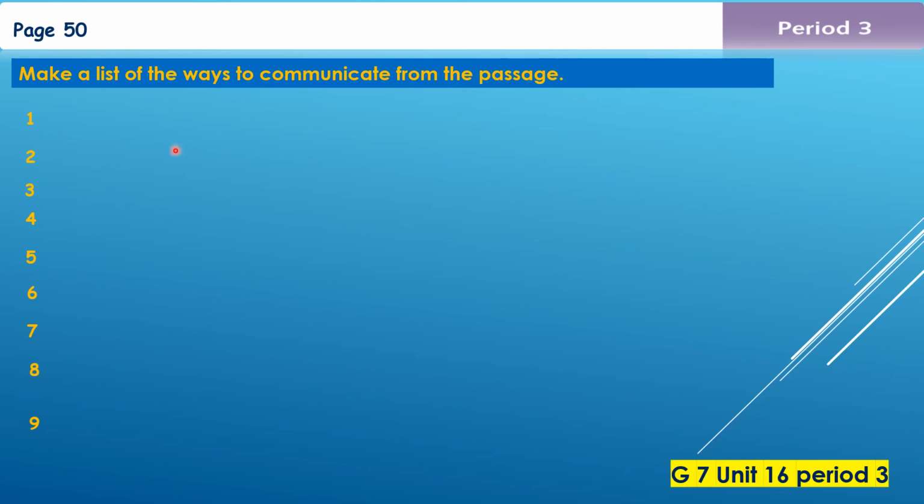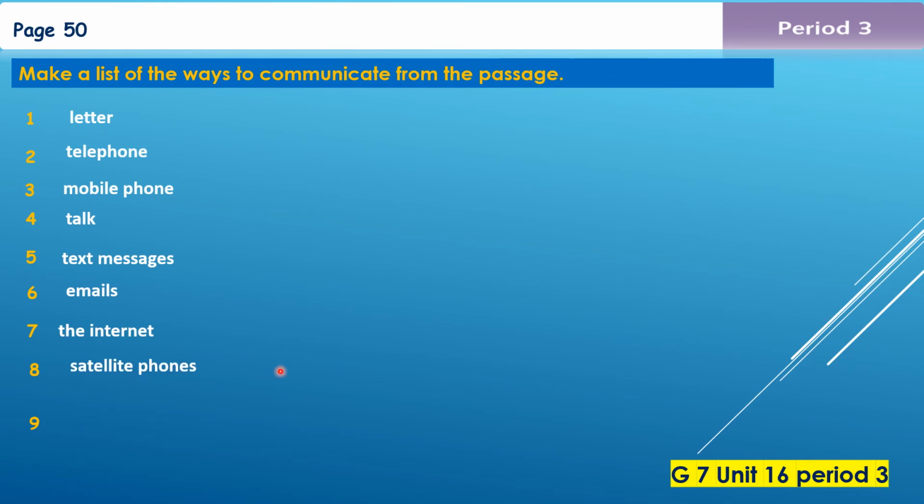The first method is letter. Very good. Writing letters. The second one, telephone. Number 3, mobile phone. Number 4, talking with people. 5, text messages. 6, emails. 7, the internet. 8, satellite phones. And finally, video calls. Well done.